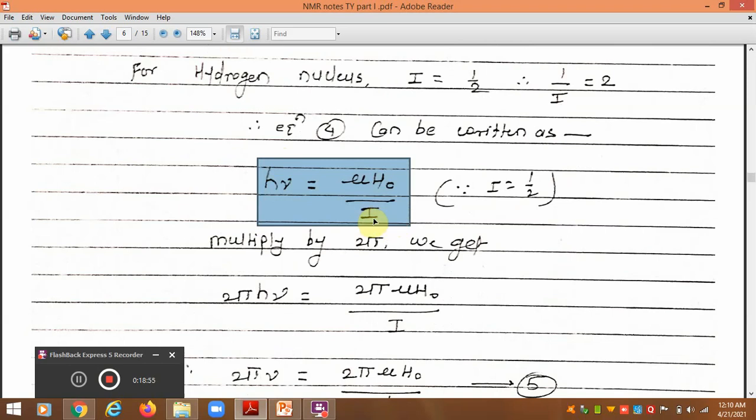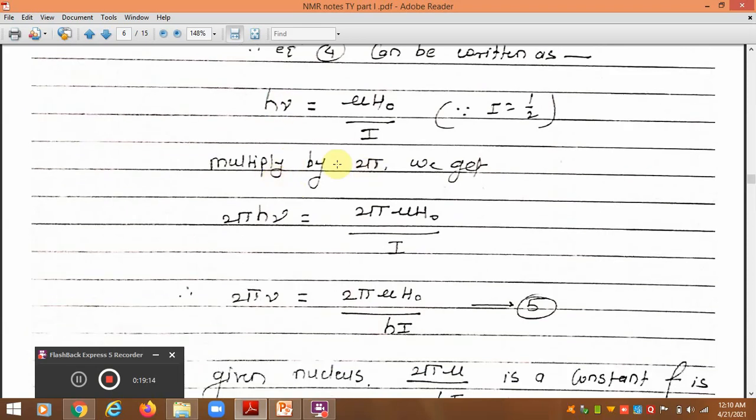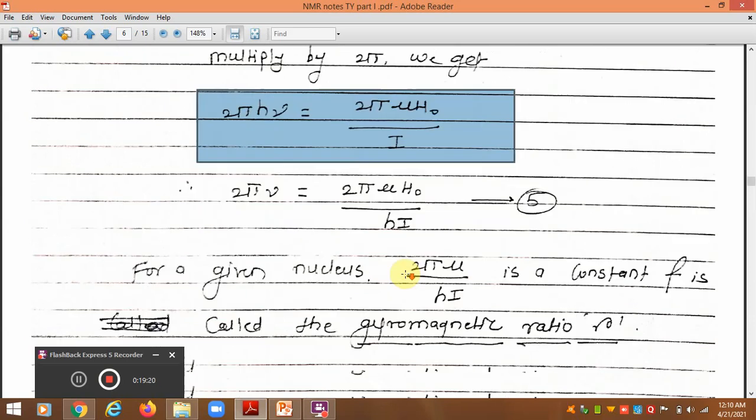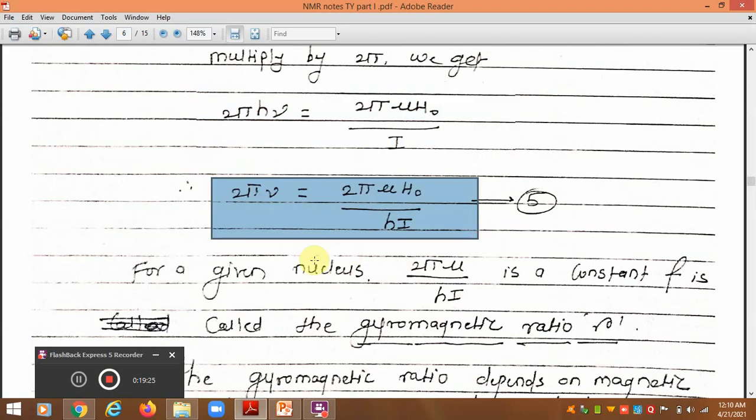I is the spin quantum number, mu is the magnitude of the magnetic moment, h0 is the strength of the applied magnetic field, h is Planck's constant, and nu is the frequency. So multiplying both sides of this equation by 2 pi, we get this equation. If we arrange this equation and transfer this h to this side, we get 2 pi nu is equal to 2 pi mu h0 upon h into I.